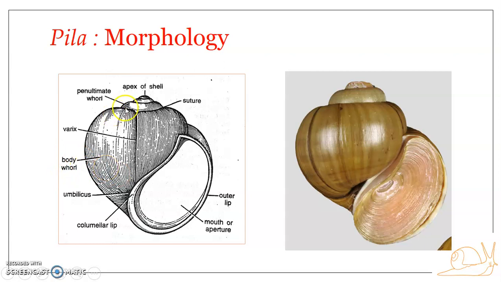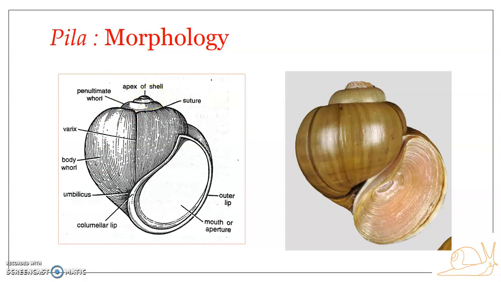And you can see just before that you will find the penultimate whorl. The actual body of the organism, the major portion of the body, is occupied within the penultimate whorl and the body whorl. The region of the shell except for the body whorl, the whole series of whorls, is referred to as the spire.